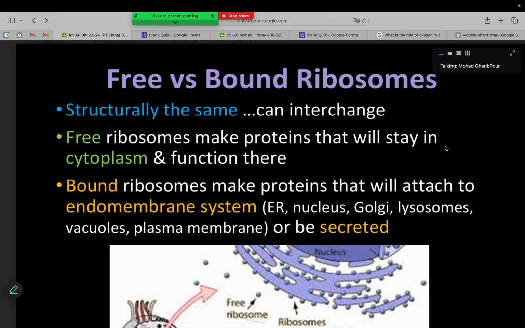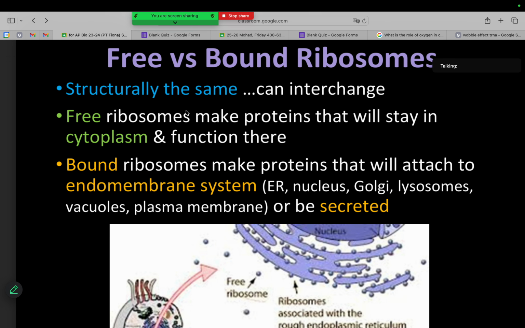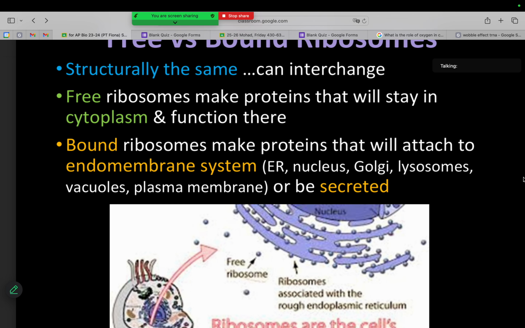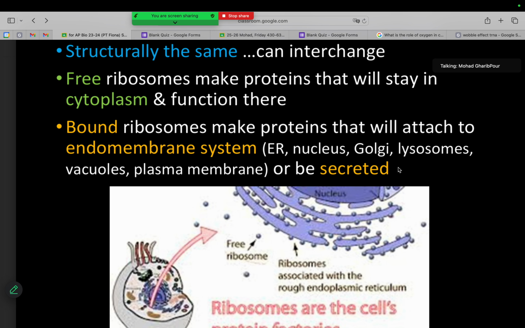Free versus bound ribosomes. Structurally, these ribosomes are the same. So you have your 60S ribosome in humans, and then you have your smaller 40S floating around. So structurally, they're the same. Free ribosomes make proteins that will stay in cytoplasm. So you see these cytoplasmic ribosomes that are floating around. Those are making the proteins that are going to stay in the cytoplasm.